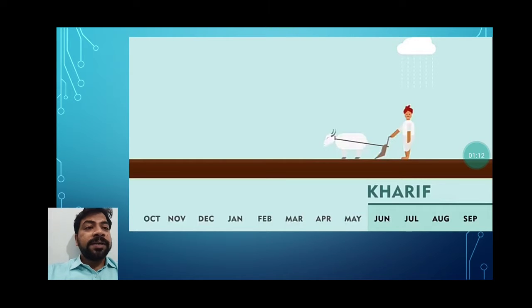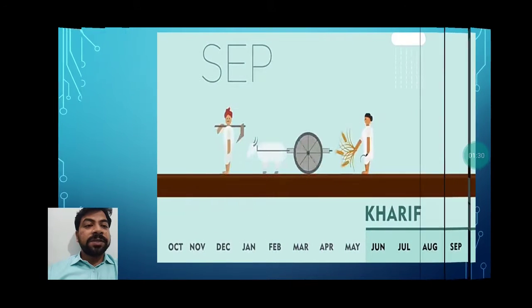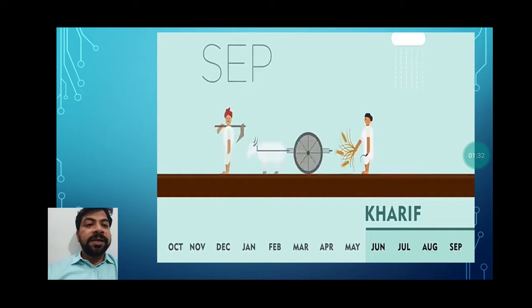Especially you should understand that this requires a hot and humid climate, where the temperature is hot as well as humid. It gets an adequate amount of rainfall. So in the month of June, when the monsoon arrives, farmers start cultivating Kharif crops, and by the month of September they start harvesting it. You can see how they are harvesting.